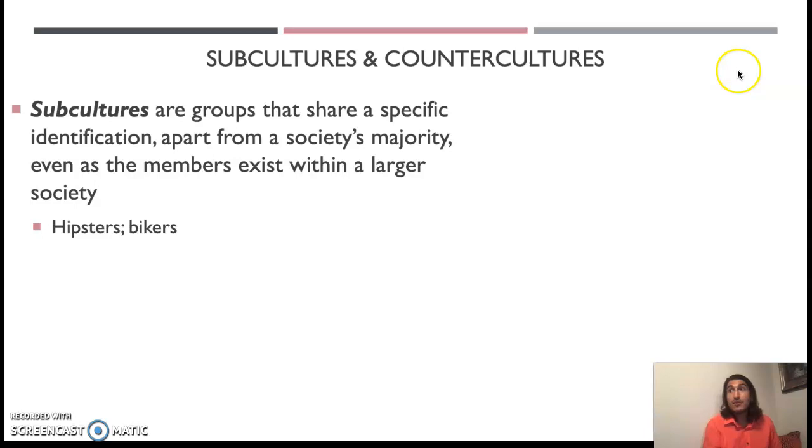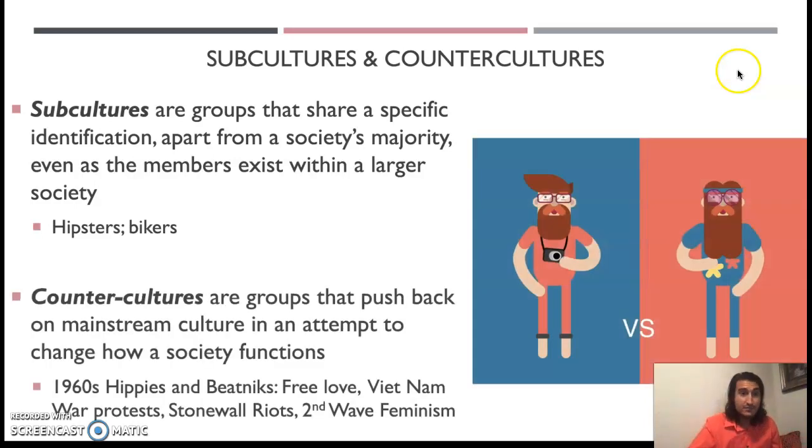I, for example, identify within the subculture of being a foodie. I love food, I love cooking, I love exploring places and trying out different cuisines from different regions and areas of the United States, so I identify with foodie culture. Other examples of subcultures might be things like hipsters or bikers. They're specific groups of people that have their own values, their own norms, their own beliefs and customs and practices, but they still exist within a larger main culture of society.